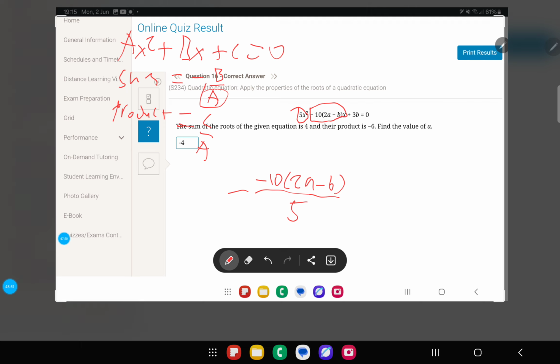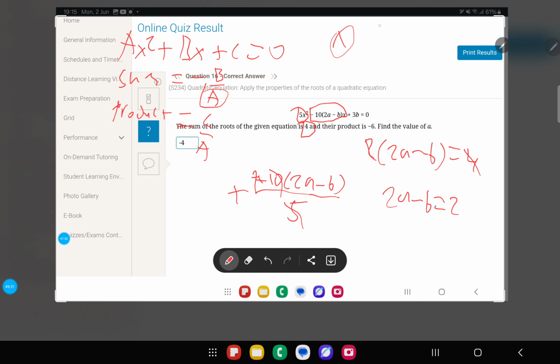Now, the negative and negative cancel out, so this becomes positive. So divide by 5 here, divide by 5, and I get 2a minus b. Now we're going to make it equal to 4, since we already have the sum, right? So we divide by 2 here, divide by 2. You're going to get 2a minus b equals 2.